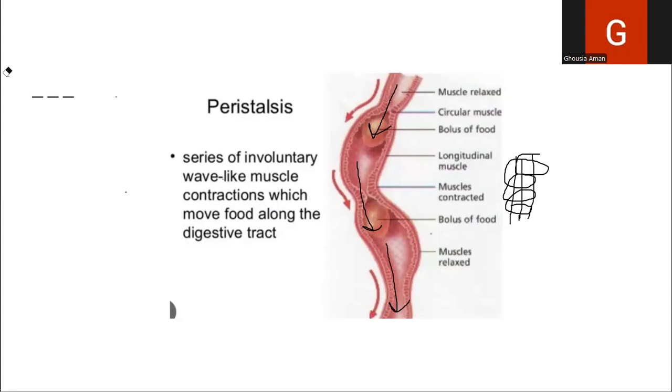So they contract and relax simultaneously, one after another. When they contract and relax, this type of wave-like motion is created and the food is pushed down the food pipe. So peristalsis is the wave-like motion, and it is important to push the food down, or else the food will get stuck in our food pipe.